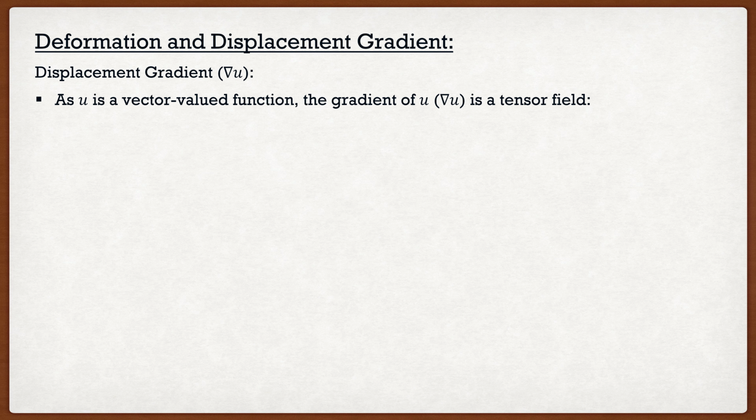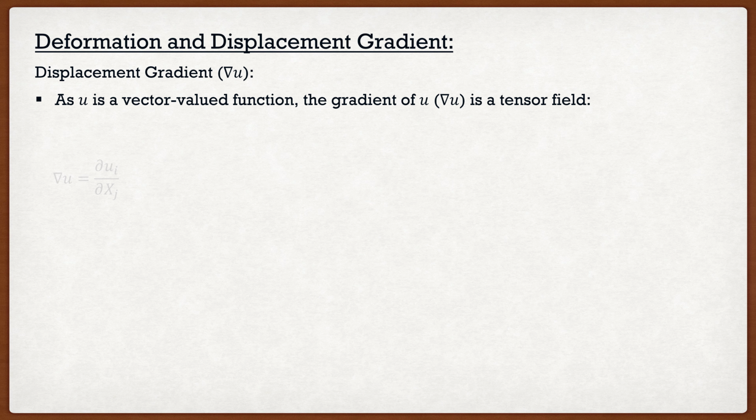But before we get into that, we need to cover the things that I just threw at you. Remember that I introduced two concepts. The first one was the displacement gradient, which I said was nabla u. Now, what is nabla u? Well, it's actually very simple to calculate. As u is a vector valued function, nabla u, which is the gradient of u, is simply going to be a tensor field, or basically, since u is a vector, then nabla u is going to be a matrix.